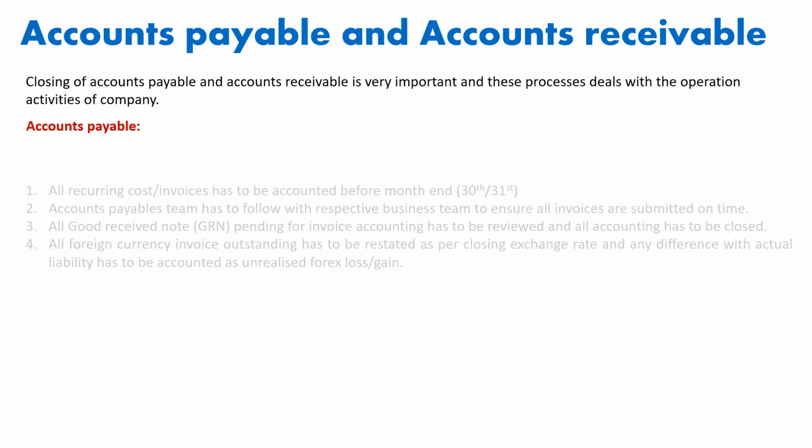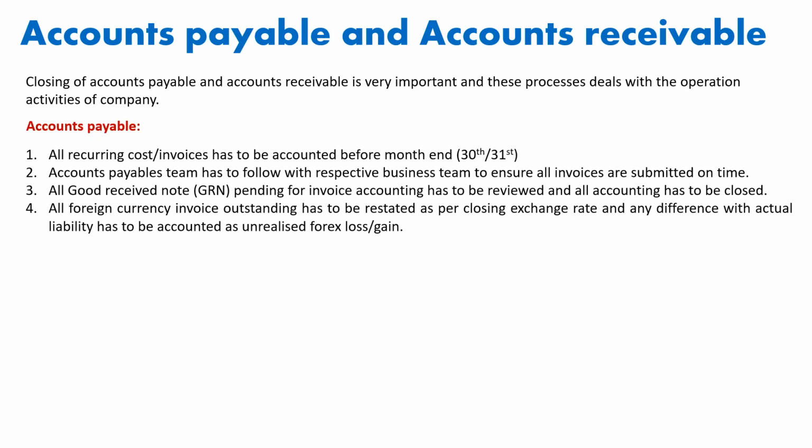So for the accounts payable part, all recurring cost invoices have to be accounted before month end, right? So for example, like rent or electricity, these are all recurring expenses, and we know that the invoice will definitely come in the month. So the accounts payable team has to ensure that all these recurring expenses are accounted before 30th and 31st of the month.